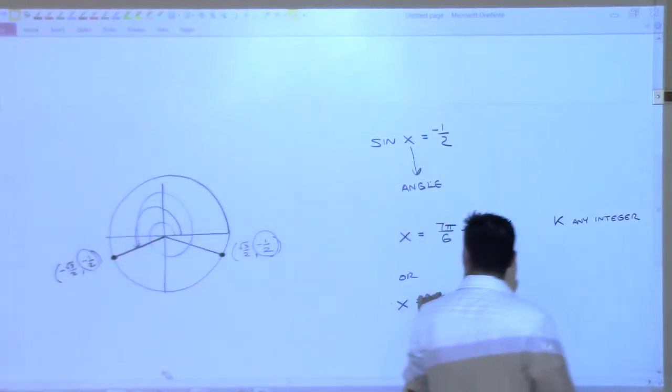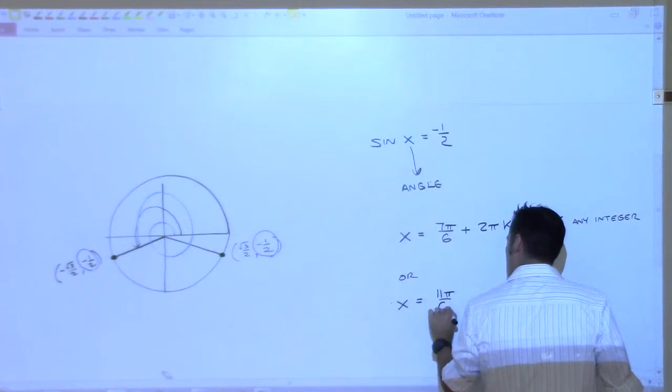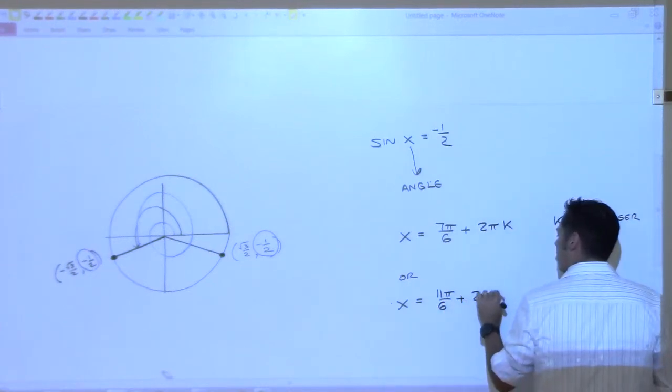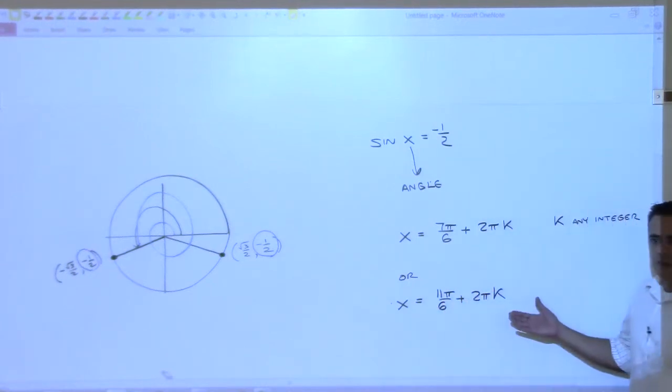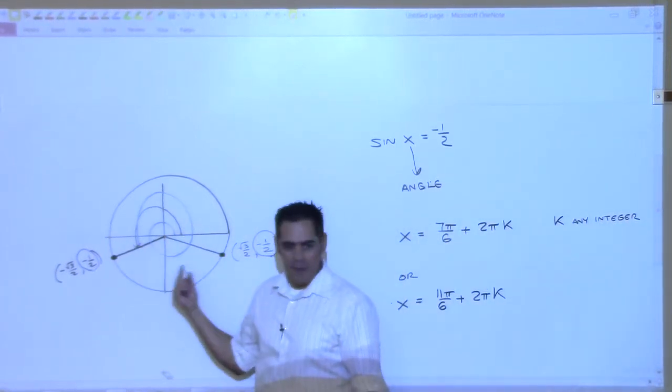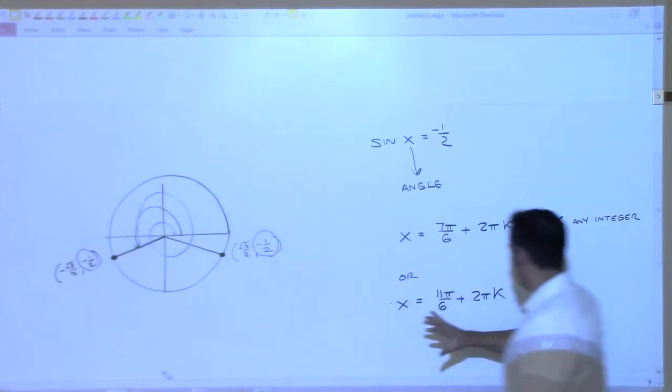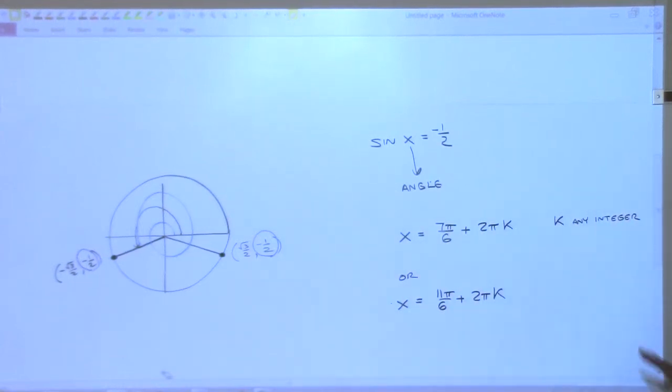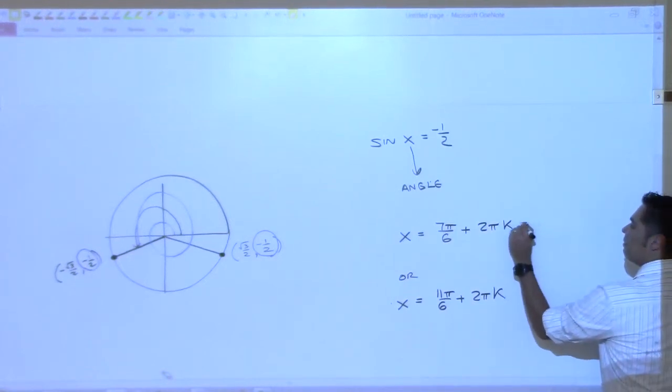So 11 pi over 6 plus 2 pi k again, right? Because we could start here, and then we could add a full revolution, and we'd be back at the same place. So these are our general solutions, right? We're done, but I want to just show you one more thing here.